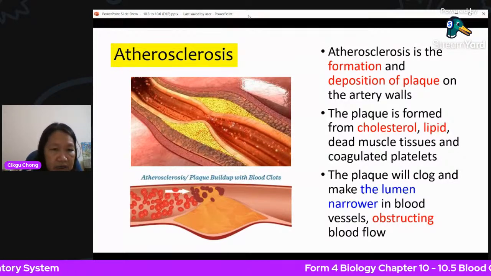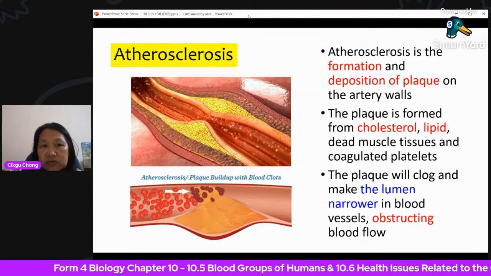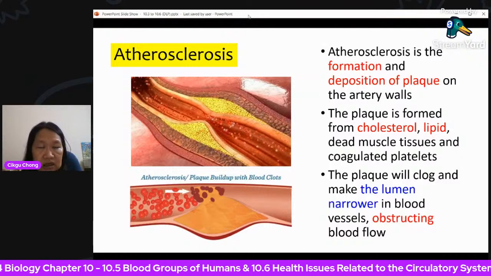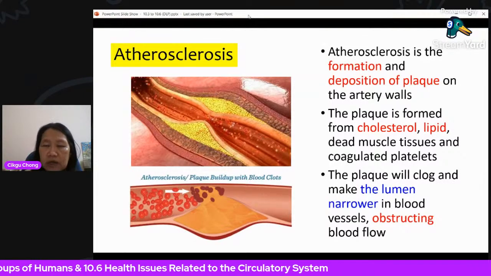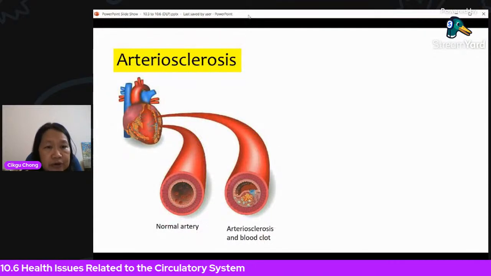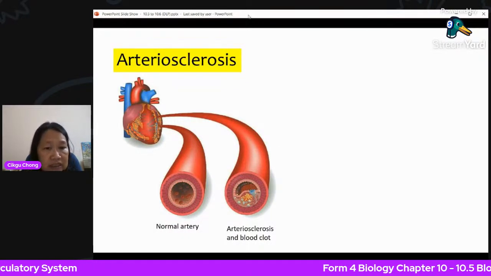You see the diagram here. The blood flow is constricted. I mean, the diameter becomes smaller, so it's very difficult to flow through. As a result, you will have higher blood pressure, because the narrower the lumen, the higher the pressure will be. Now, what about arteriosclerosis? The spelling is slightly different. The sclerosis is the same.